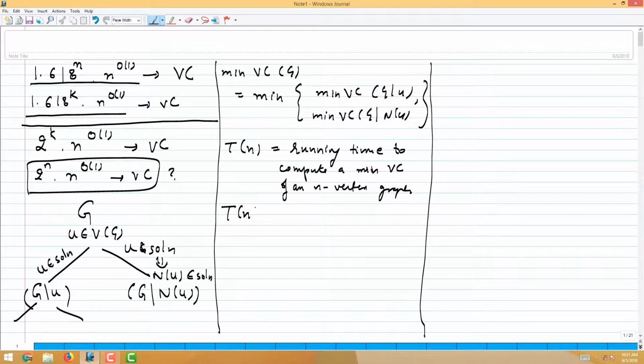And now we write this recurrence. So what do we want to write? We want to compute the running time to compute a vertex cover on an n vertex graph. And from our branching algorithm, we know that to compute a vertex cover on an n vertex graph, it's enough to compute a vertex cover on, for example, G minus u, or in other words, a graph on n minus 1 vertices, and a graph on n minus the closed neighborhood of u vertices, but the size of the neighborhood of u is at least 1, right?